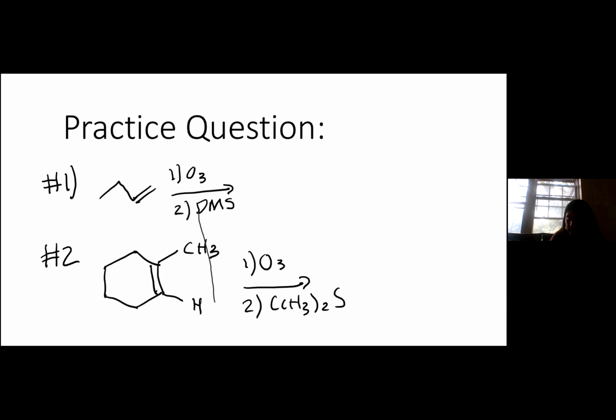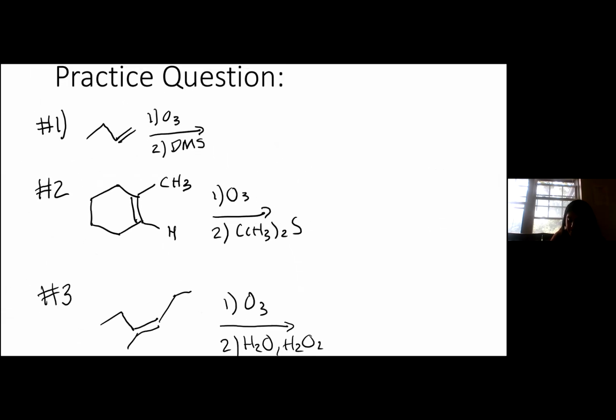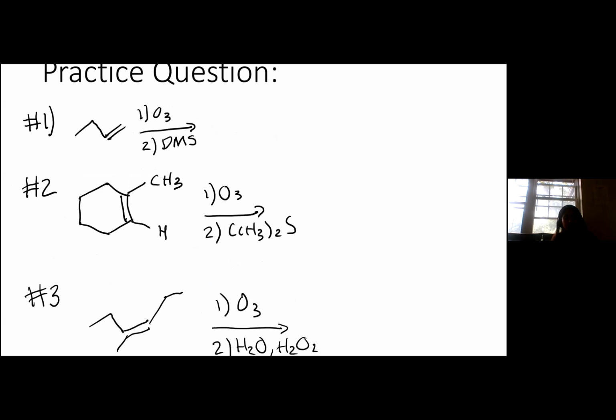Okay. Let's do another problem. Let me erase this. So let's do problem number 2. Does anyone want to give it a try? This one's a little bit more complicated, right? It's a ring. What do you guys think is going to happen?